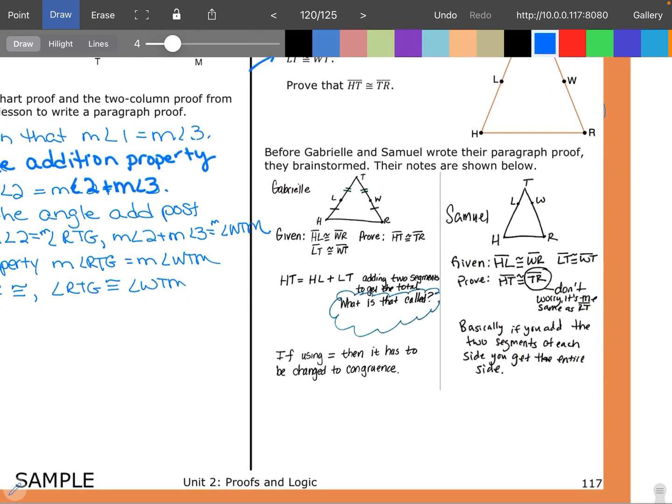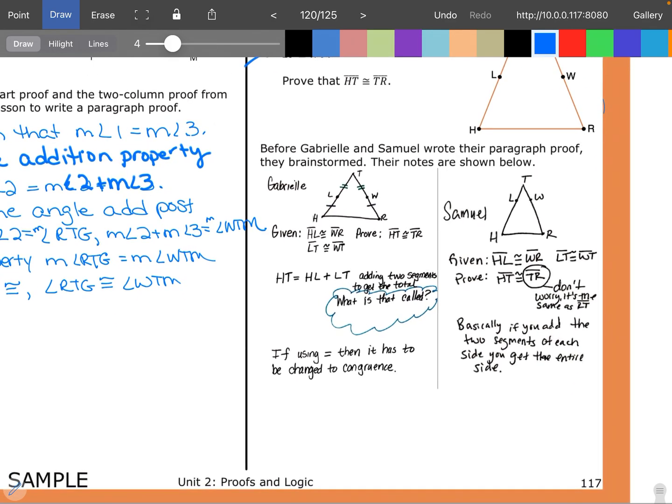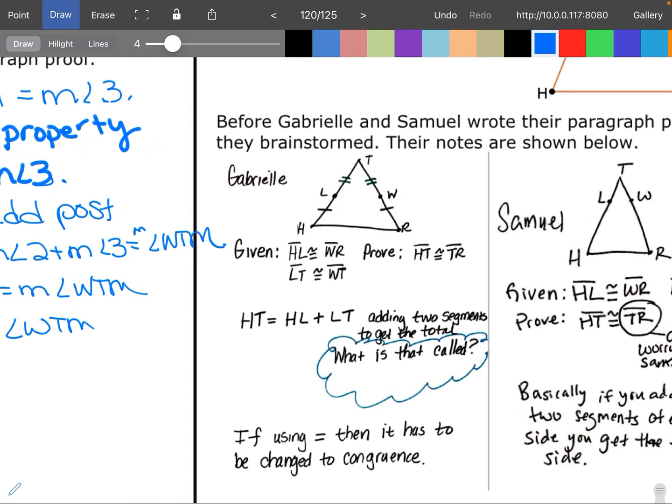Here are their notes. Okay, and Gabrielle, I keep messing that up, so that's why I'm calling her Gabby. Gabby marked up her triangle with congruent marks. It's given that HL is congruent to WR, so that's where this first congruent mark is. And LT is congruent to WT. So that's what we have here.